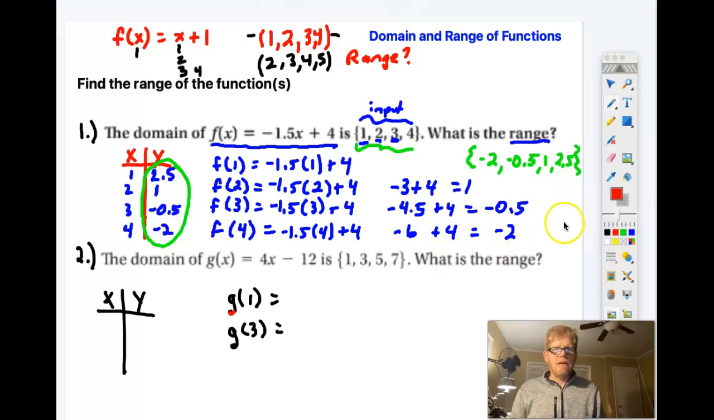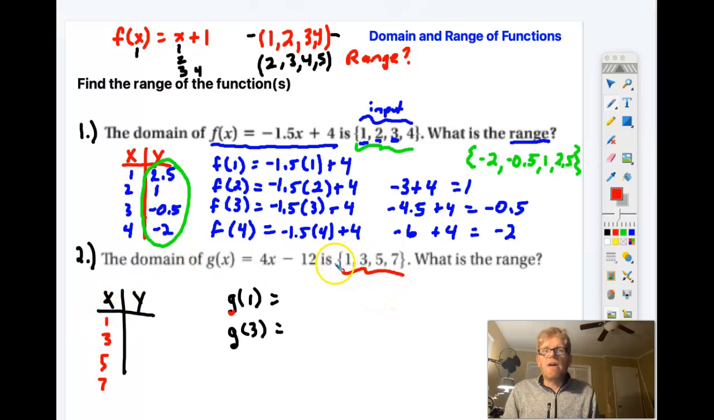We'll do it again down here. We're given another domain of values. So here's our domain, and we'll fill those values in. So let's evaluate for each one, and we'll get our values. I'm not going to evaluate for all of them. I'll let you do this one on your own.